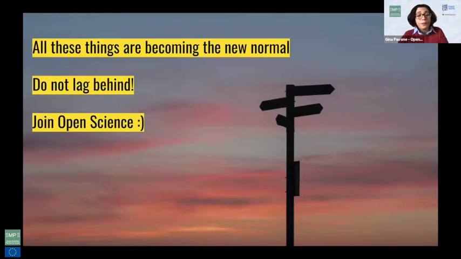So I just want to underline that changes are going on. Well, the components of open science are already becoming the new normal. So my suggestion is to stay informed and not lag behind, and to embrace open science practices, because it is important for science and also for researchers.